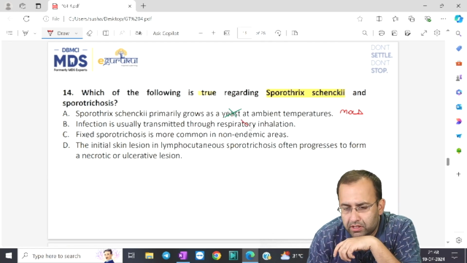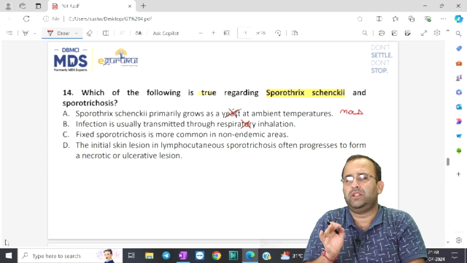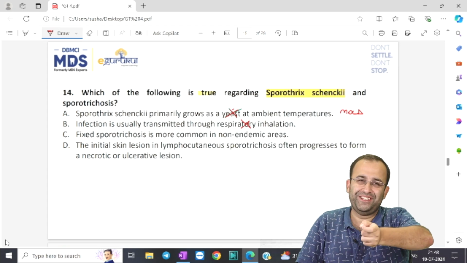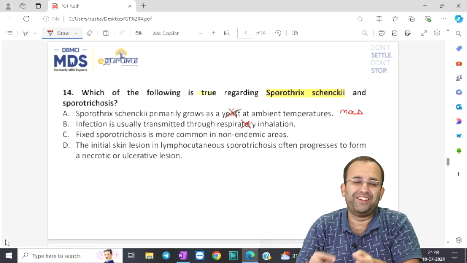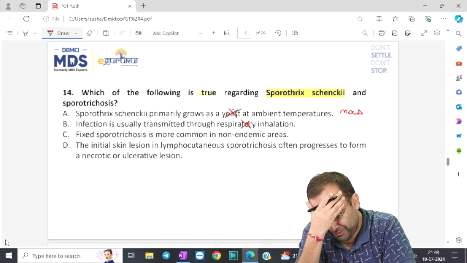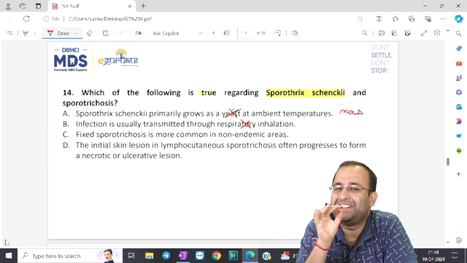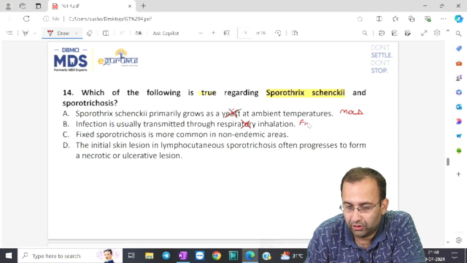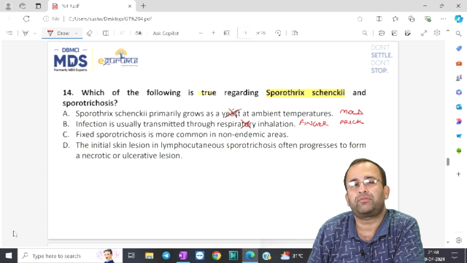Infection is through respiratory inhalation. No. The classical history of Sporothrix schenckii is a guy gifting a rose to a girl, as a result of which there is a prick on the finger. I mean, absolutely no double meaning. I have no idea why I speak like this. But the classical history is finger prick, not respiratory inhalation, and it is asked.